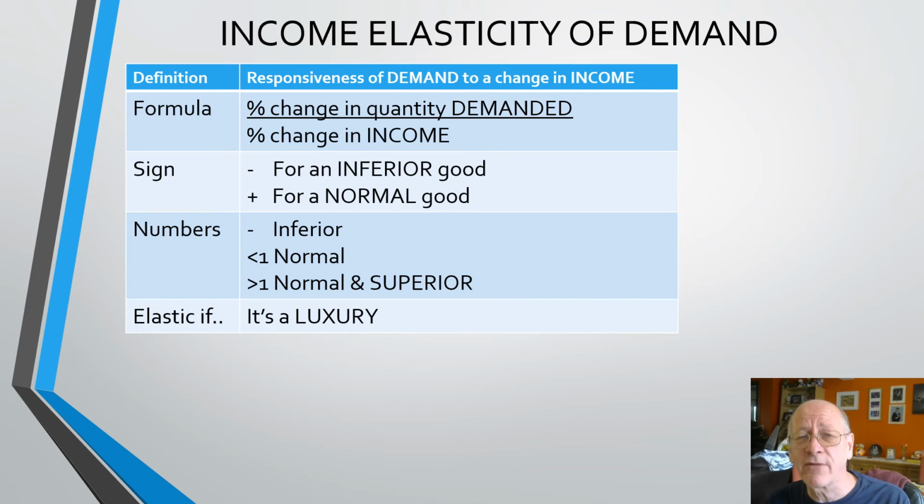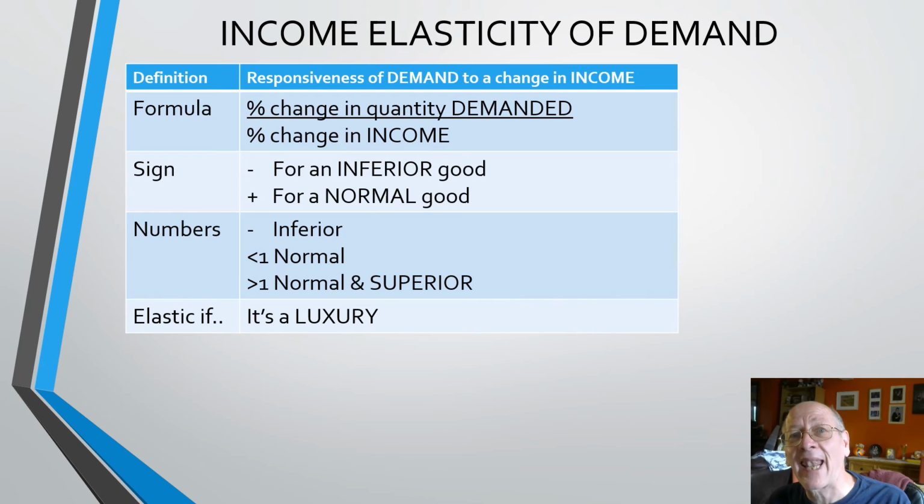For most goods, if your income goes up, you're going to buy more of it. If your answer is positive and less than 1, it's a normal good. If it's more than 1, it's also a normal good, but it's actually a superior good. So buying cars, again, would be an example of a superior good. When the economy went into the previous recession, demand for cars fell by about 20%, even though GDP had only fallen by about 6%. So income elasticity of demand was around about 3, more than 3.